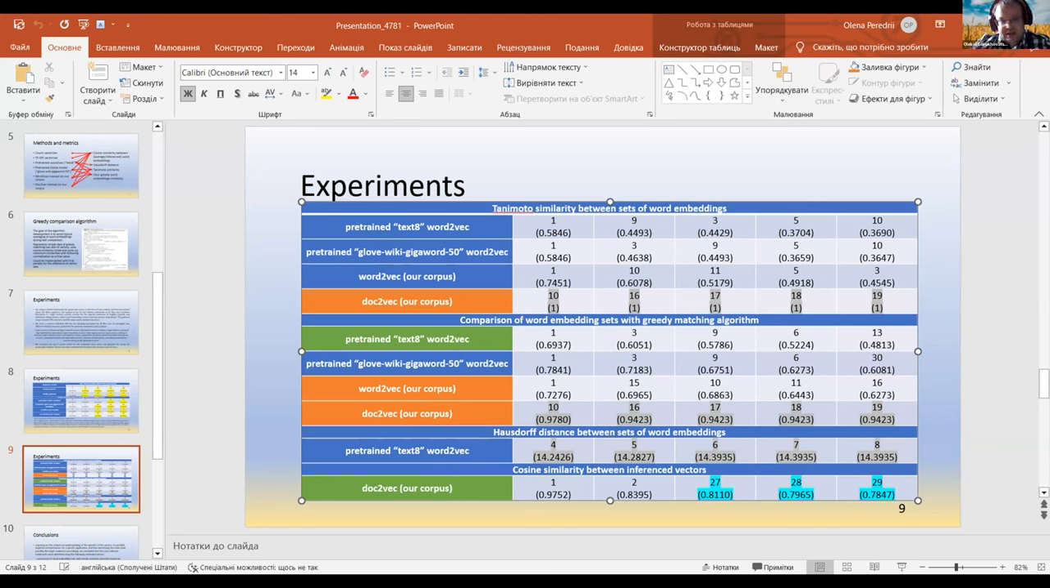With orange are highlighted such models and metrics which were unsuccessful from the expert point of view, and all other remaining methods are in between, between best and worst.